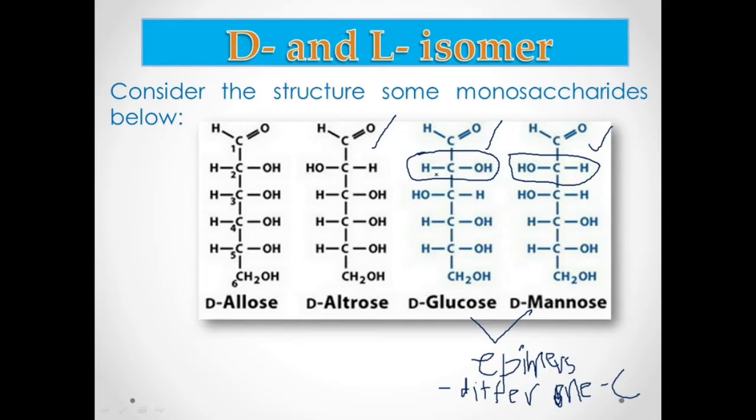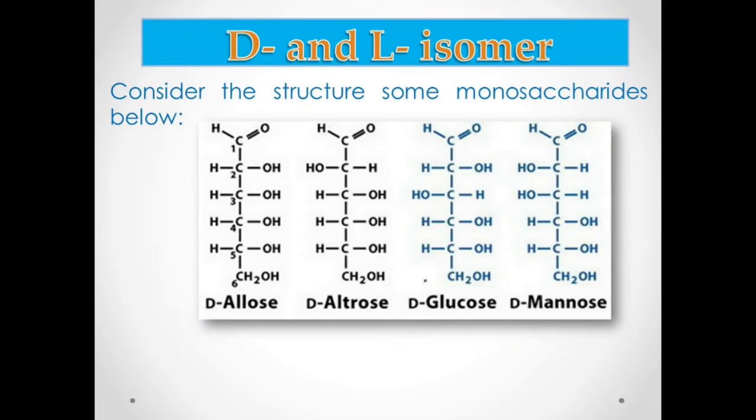Now let's take a look at the altrose and the glucose. Carbon number 1, yes, they are the same. Carbon number 2, are they different? Yes, they are different at carbon number 2. Carbon number 3, they are also different. Carbon number 4, they are the same. Carbon number 5, they are the same. Carbon number 6, they are the same.